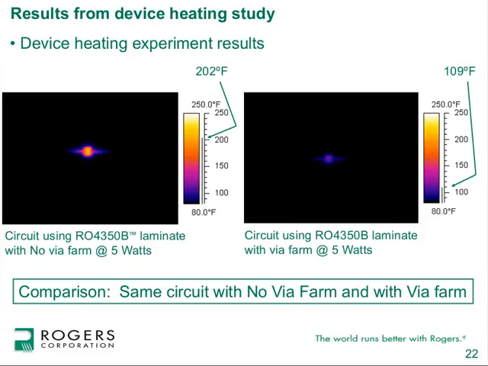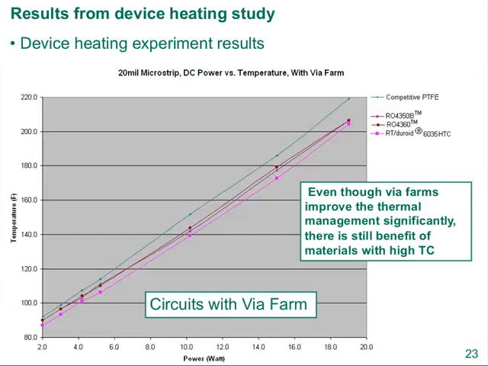But you can see the maximum temperature without the via farm is about 200 degrees F, and the maximum temperature we achieved with the via farm is about 109. So that's a huge difference. So, in fact, via farms really do make a big difference.